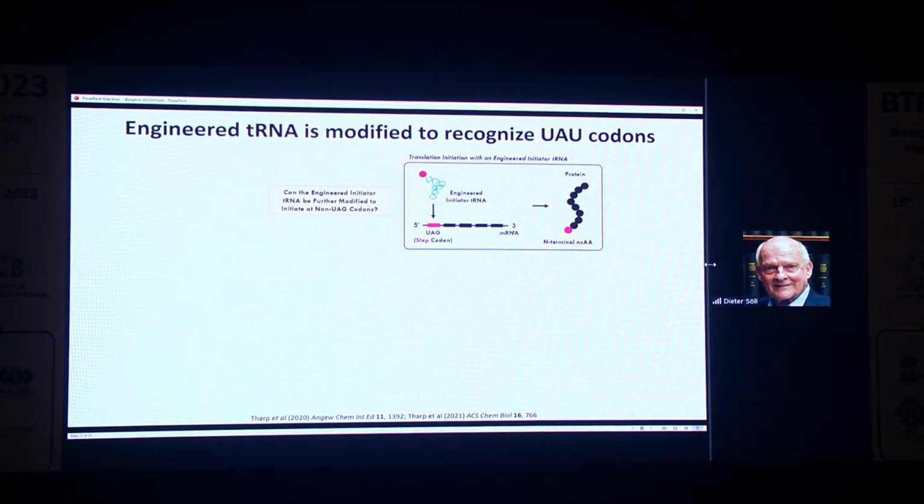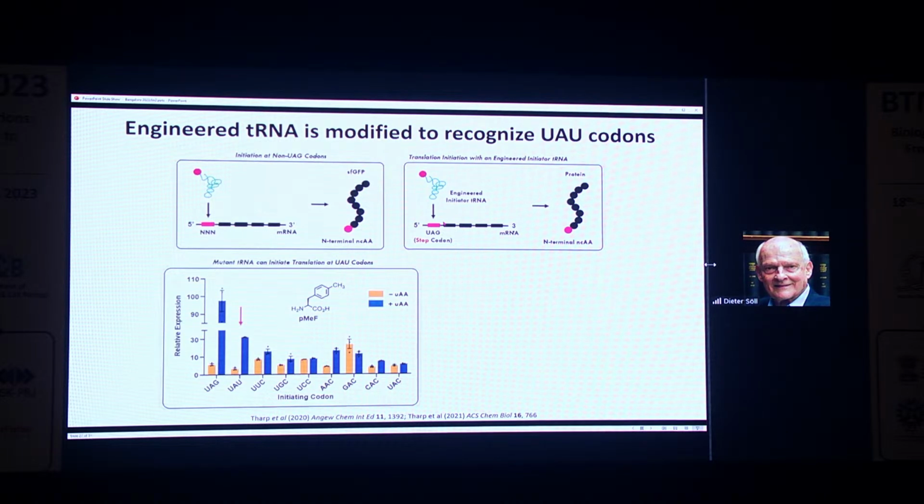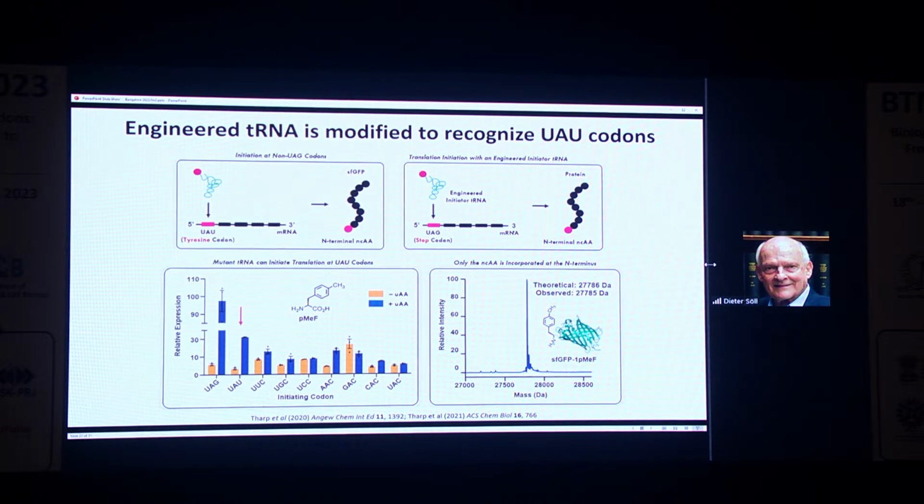The second point was, can we modify these to recognize AUA codons? And the answer is yes. You can take the UAG and, checking all the initiator tRNAs, codons, UAU can be used. So this is fine. And if you take normal tyrosyl tRNA, it will not go into the first position. So it is a special tRNA.